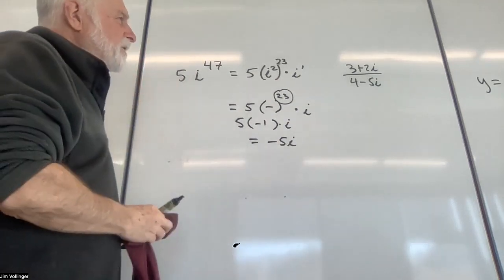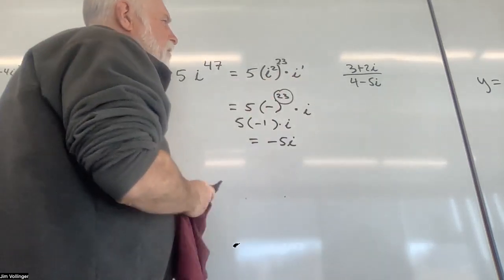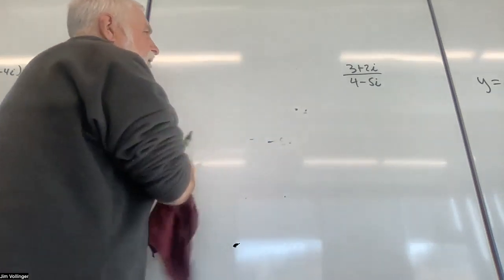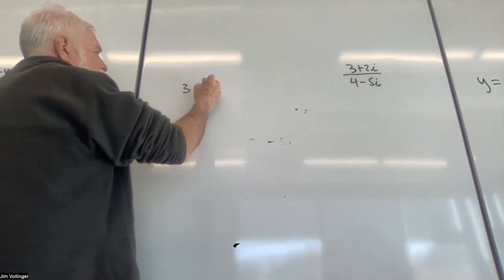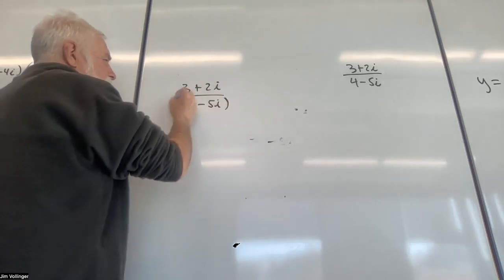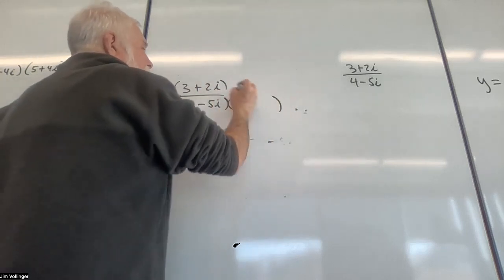All right, then we got conjugates. 3 plus 2i over 4 minus 5i. I'm going to shift that over here so I don't have to move anything. So we're going to do a little conjugate. And I hear that these are quite often on SATs. I don't know. I don't take them anymore.